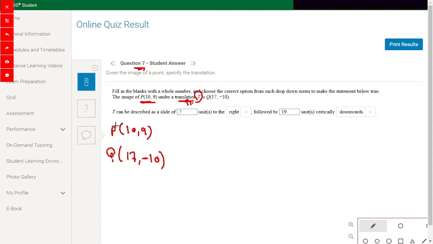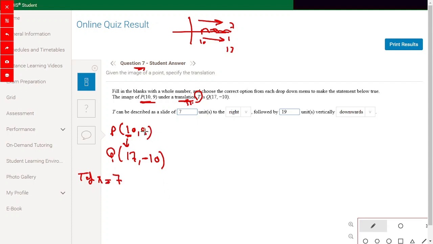Now the coordinate x of P was 10, and it moved to 17. If I go to the coordinates here, the first point x of P was 10 and moved to 17. That means I'm going to the right. And the translation, how many units from 10 to 17? 7 units. So the translation of x is equal to 7.